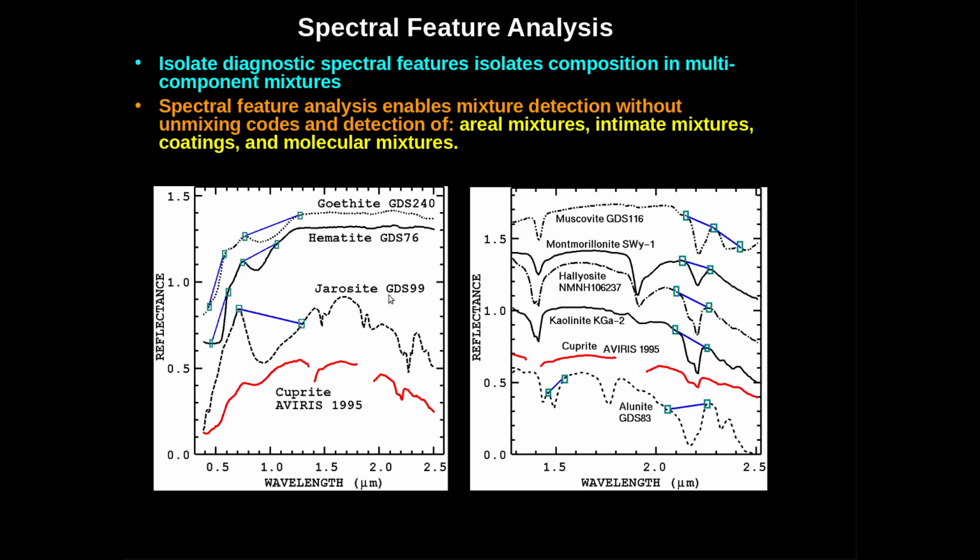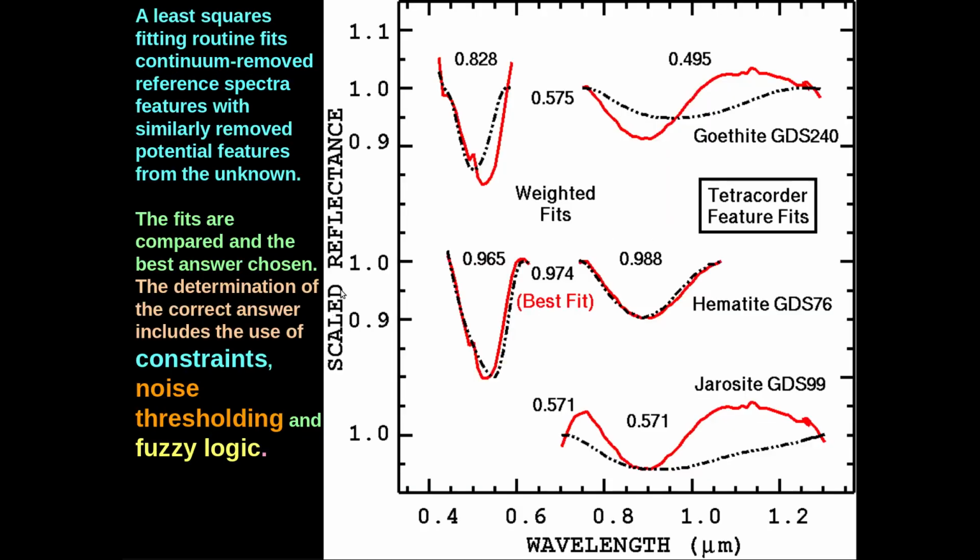So we ratio out the continuum, throw out the stuff outside the continuum, and then compare features. So this is what Tetracorder does. It has removed the continuum for these two features in goethite and fits and does the same continua to the unknown, the average spectrum, and same here. Notice that the red line has different continuum points for each reference material. So the continuum must be removed in the unknown for every reference spectrum. That adds computation, but is necessary.